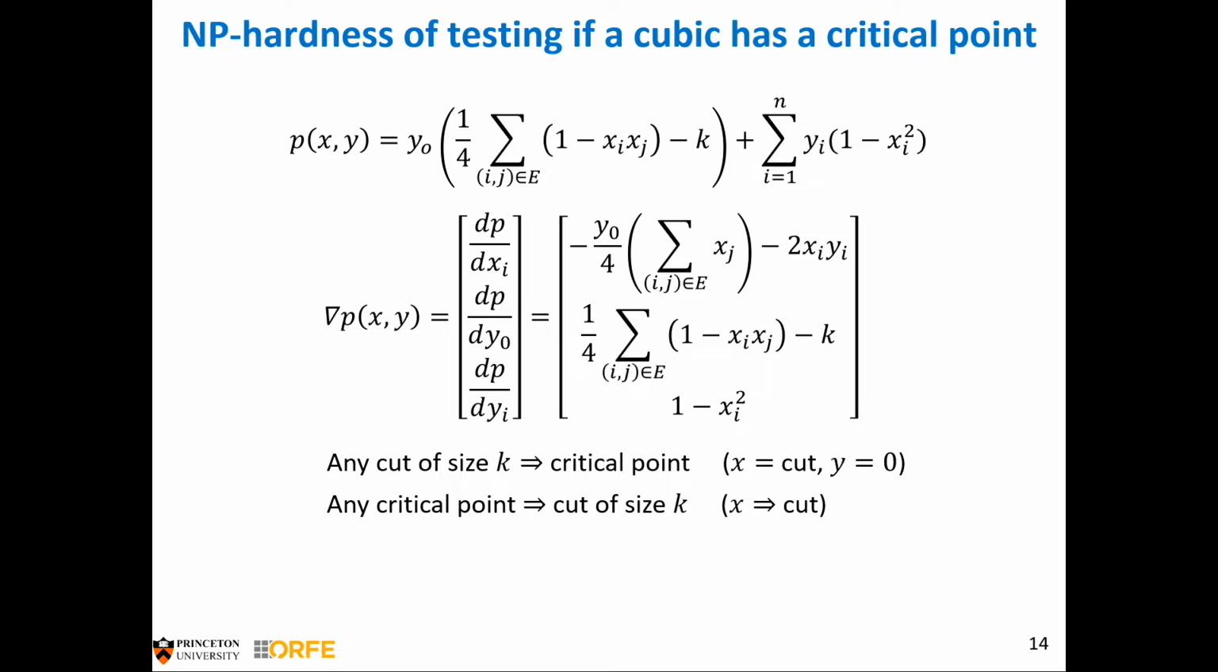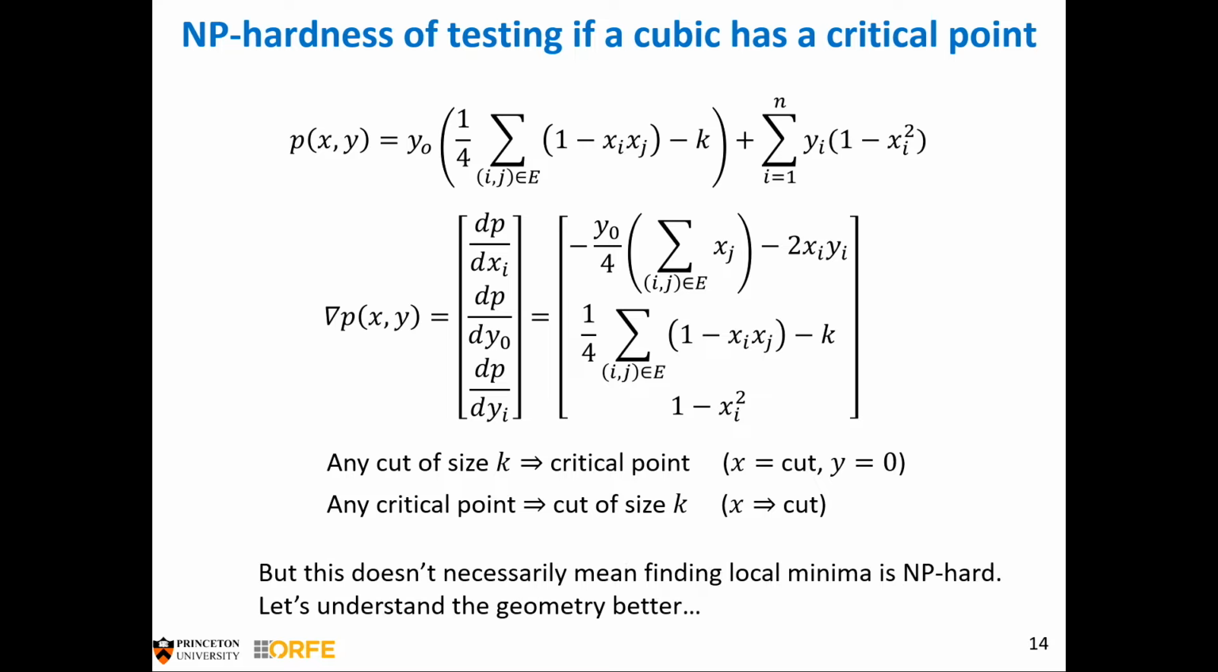If the graph had a cut of size k, so that's a plus or minus 1 assignment to the x_i that makes these two entries vanish, then set x to be that plus or minus 1 value and set y to be 0. This will vanish, and that's the critical point of P. Conversely, if there is a critical point, so if there is an x and y that make this vector vanish, just forget the y part and return the x, and that will be a cut of size k. Right? So this shows that if I could find the critical point or test if a cubic has a critical point, I could solve the max cut problem.